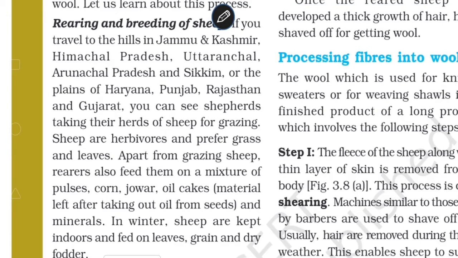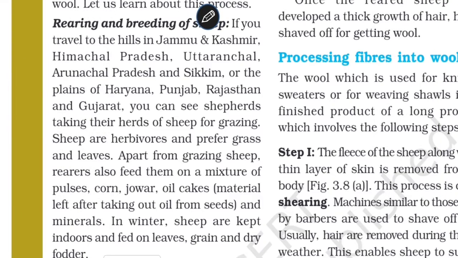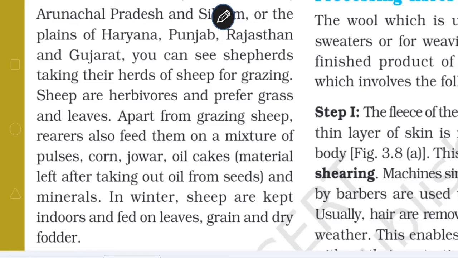They take this herd of sheep for grazing. Grazing means what? The animals which are eating grass are known as grazing animals, isn't it? So the shepherds are taking the animals to the field for feeding. Sheep are herbivorous and prefer grass and leaves. Now rearers, the person who is rearing sheep or taking care of sheep, is known as a rearer.